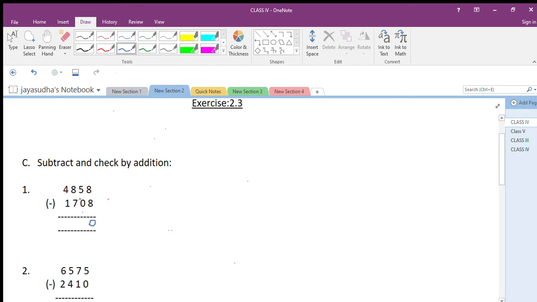Then here, 5 minus 0. Be very careful, listen children. 5 minus 0. 5 is a greater number, 0 is a smaller number. So 5 minus 0 gives the number itself. What do you get? 5 minus 0, 5.